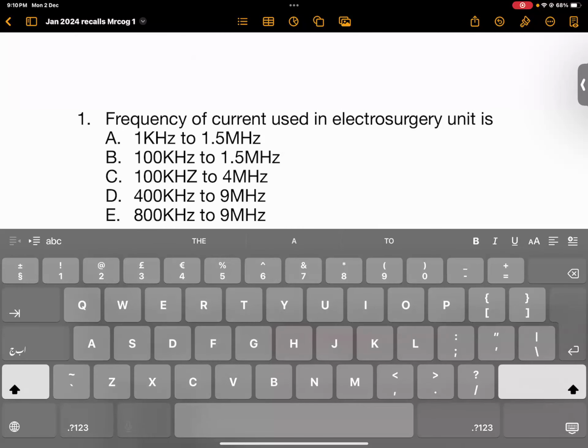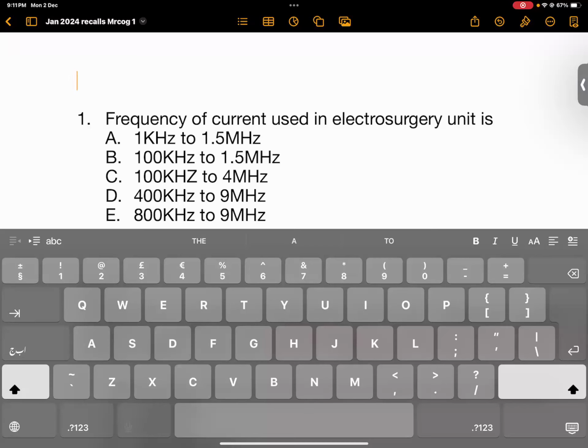Coming to the first question: the frequency of current used in an electrosurgery unit is how many hertz? Options: 1 kilohertz to 1.5 megahertz, 100 kilohertz to 1.5 megahertz, 100 kilohertz to 4 megahertz, 400 kilohertz to 9 megahertz, or 800 kilohertz to 9 megahertz. Anybody has any answer for that? Any guess if you don't know?